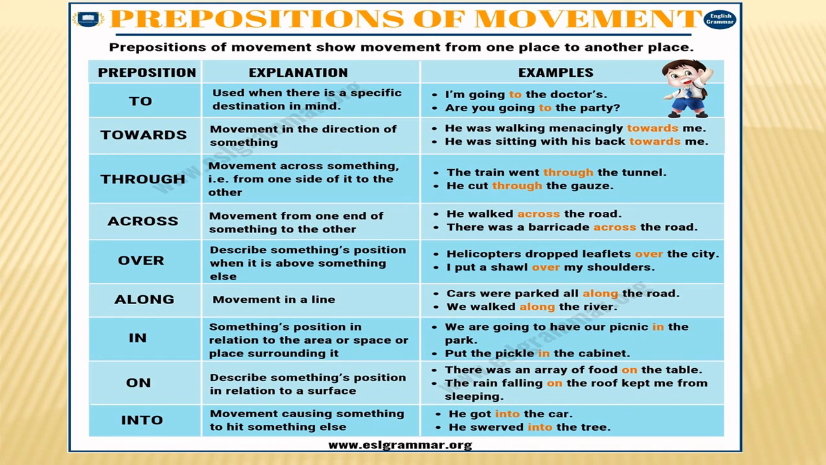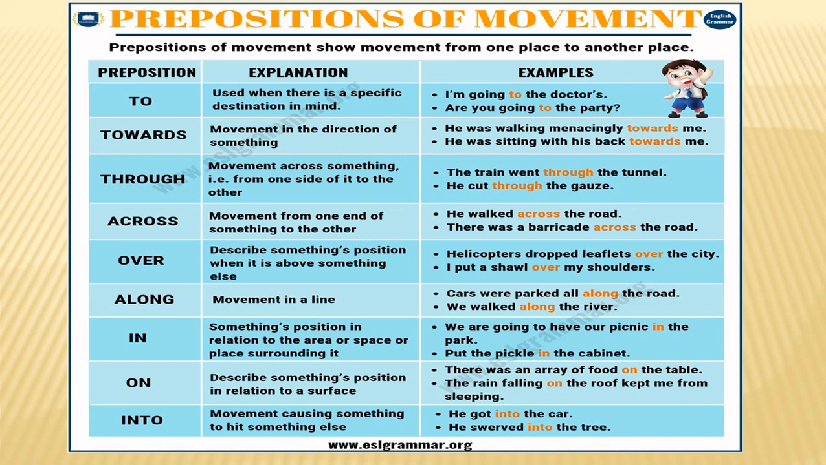Through, movement across something from one side of it to the other. The train went through the tunnel. He cut through the gauge. Across, movement from one end of something to the other. He walked across the road. There was a barricade across the road. Over, describes something's position when it is above something else. Helicopters drop leaflets over the city. I put a shawl over my shoulders. Along, movement in a line. Cars were parked all along the road. We walked along the river.